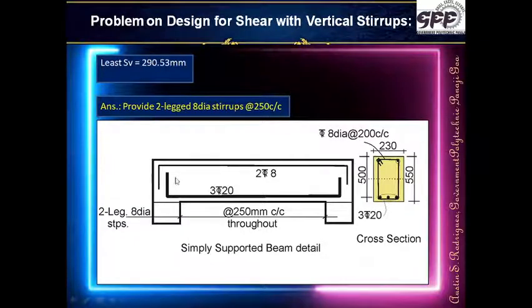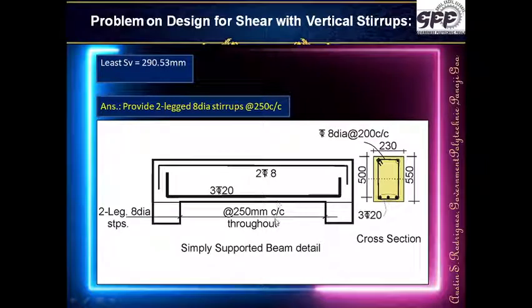Now that's the beam, 3 bars of 20 mm. These, as explained earlier, are the 2 bars of 8. These are the hanger bars. Now look at this. This is the way we depict two-legged 8 dia stirrups, that is written over here. It starts from this point. In this zone there is no stirrup required. In this zone there is no stirrup required. So stirrups are provided from here to here. The spacing of two-legged 8 dia stirrups is 250 mm center to center throughout from here to here.